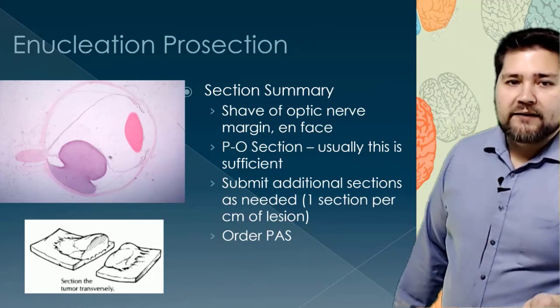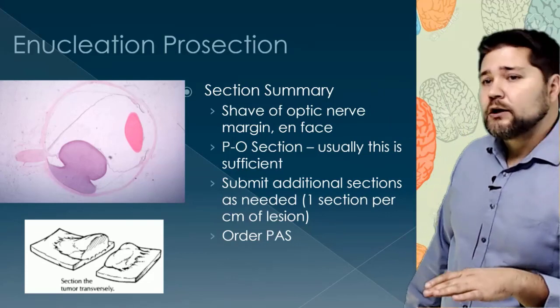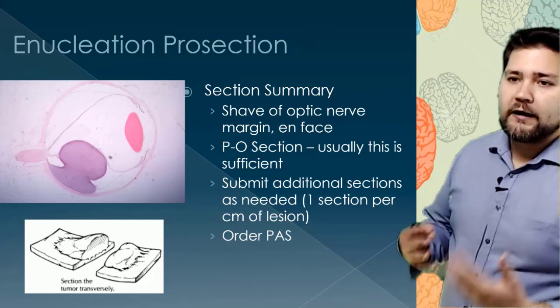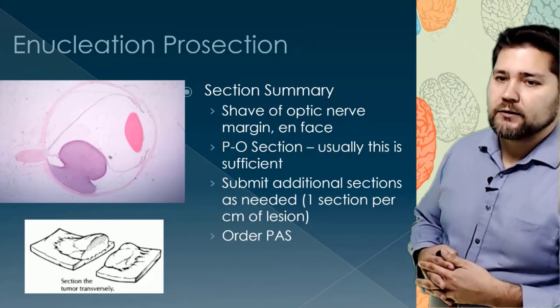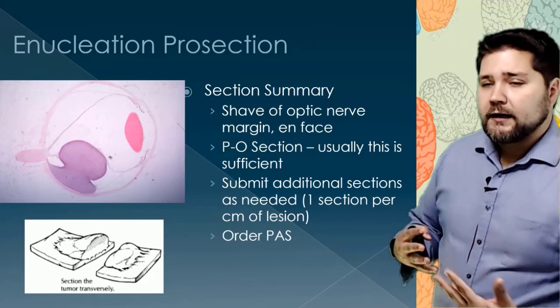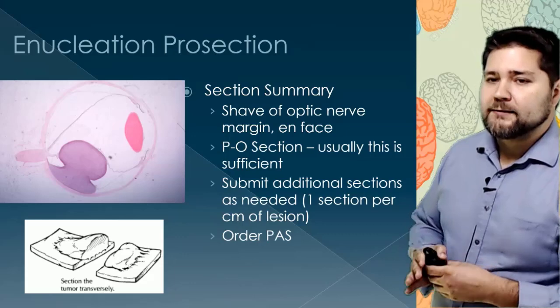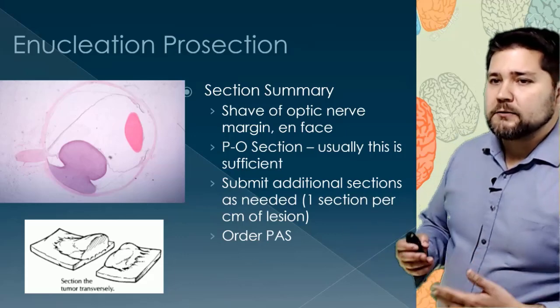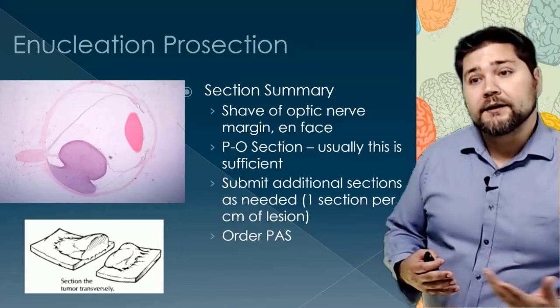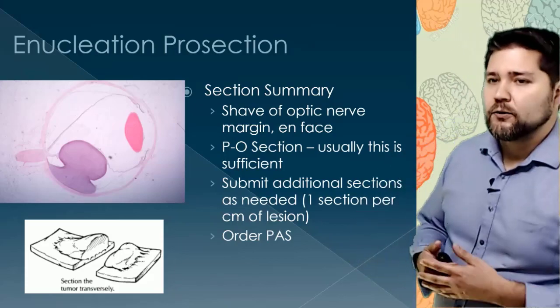Then again, if you have no tumor and it's just glaucoma, the PO section and optic nerve is generally fine. But if you do have tumor or you're suspecting some sort of other pathology, let's go ahead and submit those poles serially sectioned. And again, for these specimens, we'll order the PAS because that's going to help us identify things like our basement membranes and really just accent some of the ocular features histologically. And it's just kind of good to have that ordered right away.